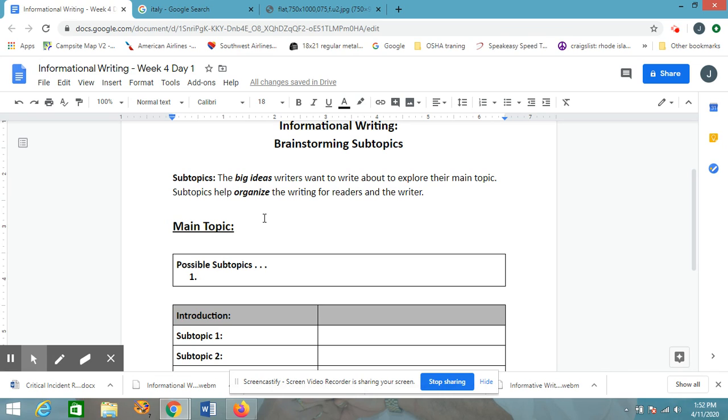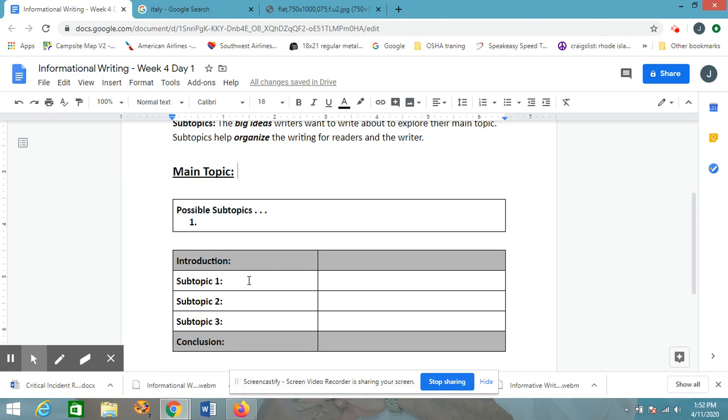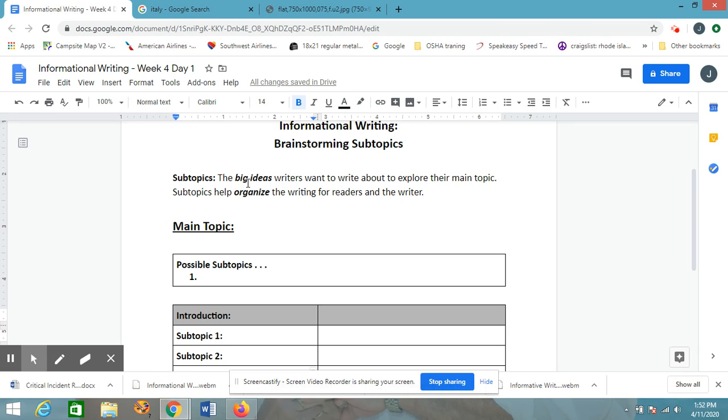It could be a type of food. It could be the history of a place. It could be about computers. It could be about literally anything. But the point is, we have a main topic, and our subtopics, subtopic 1, 2, and 3, those subtopics, which would be in the middle of our writing, those are the big ideas that we want to write about to explore the main topic.